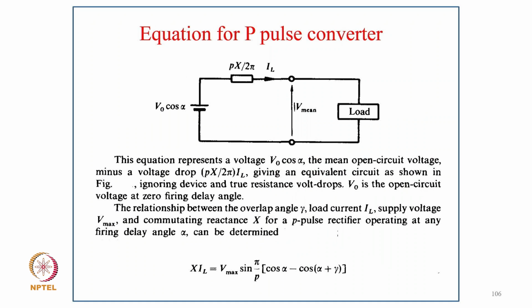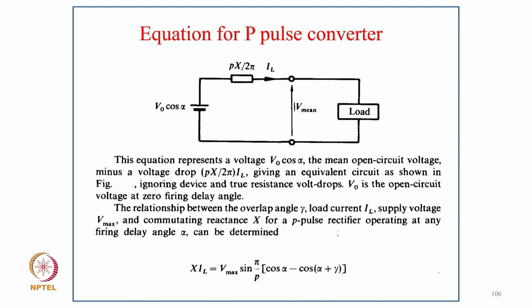This is the equivalent circuit. For this circuit, the voltage in the ideal case we call V0 cos alpha, then P X upon 2 pi times the current, and then we get the voltage across the load. So this represents the effect of source impedance. The equation represents the mean open circuit voltage V0 cos alpha minus a drop P X upon 2 pi IL, giving the equivalent circuit as shown in the figure, ignoring resistance voltage drop, where V0 is the open circuit voltage at zero firing.